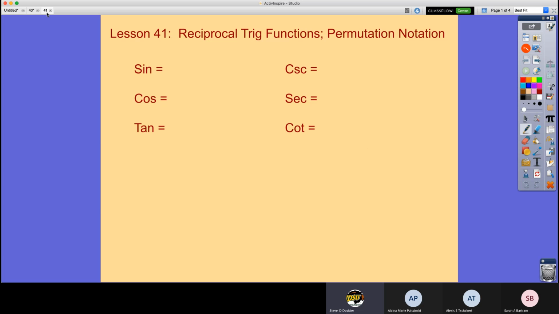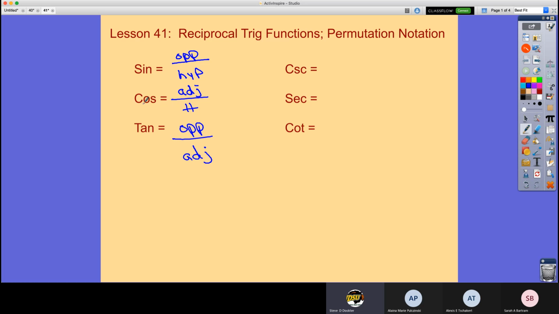All right, so what do we know about sine? Sine is what over what? Opposite over hypotenuse. All right, what do we know about cosine? Adjacent over hypotenuse. And tangent is opposite over adjacent. All right, now those three we've started to use quite a bit this year.